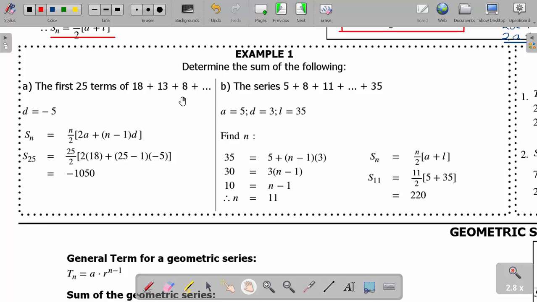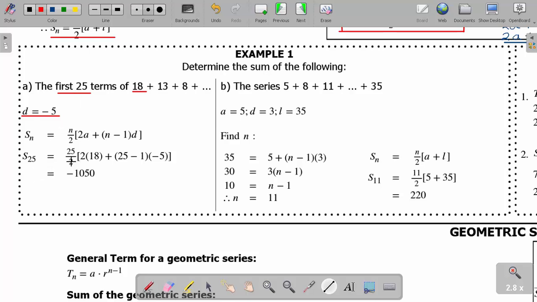I get negative 5. What about 8 minus 13? I get negative 5. Meaning my common difference is negative 5. So my formula says Sn equals n over 2 into 2a plus n minus 1 times d. Don't forget that in this particular question, because we want the first 25 terms, I'm looking for S25. This is my first term, which is 18, and this is my common difference, which is negative 5. I'm looking for S25.